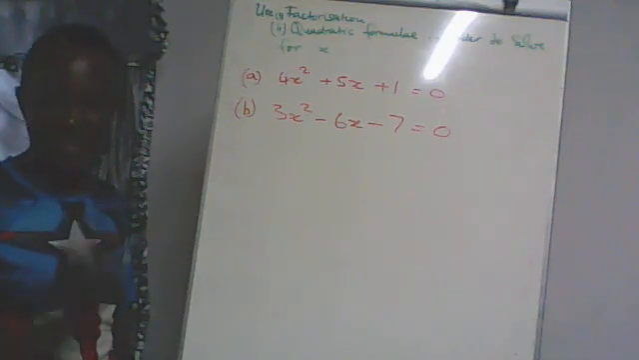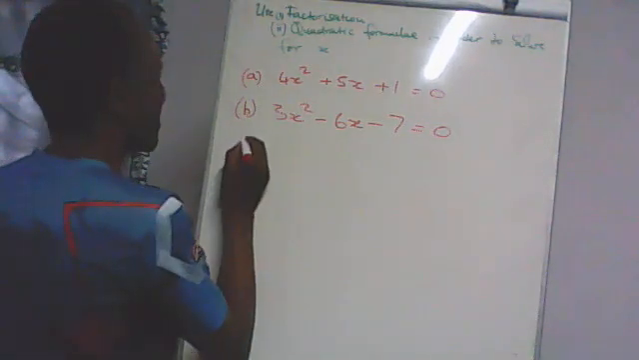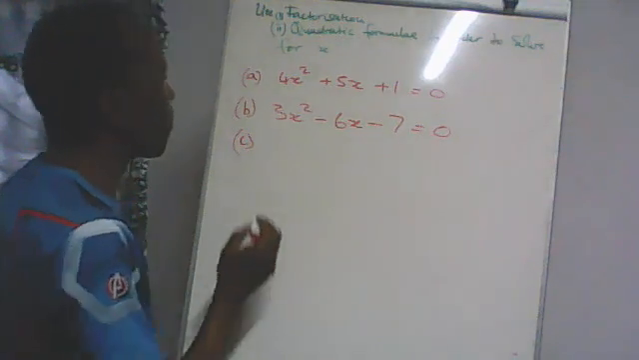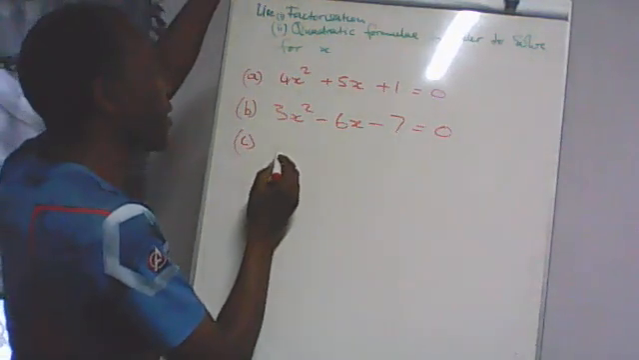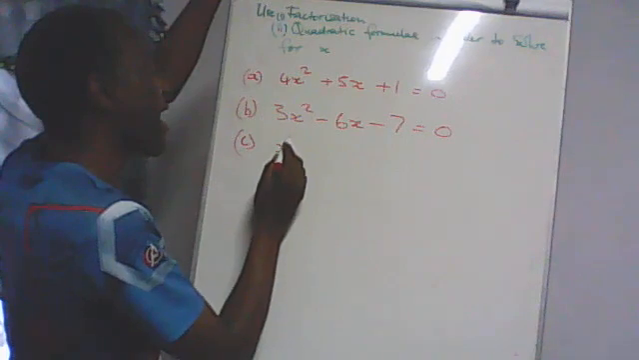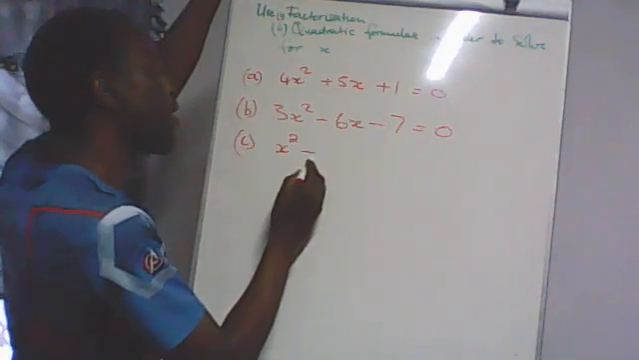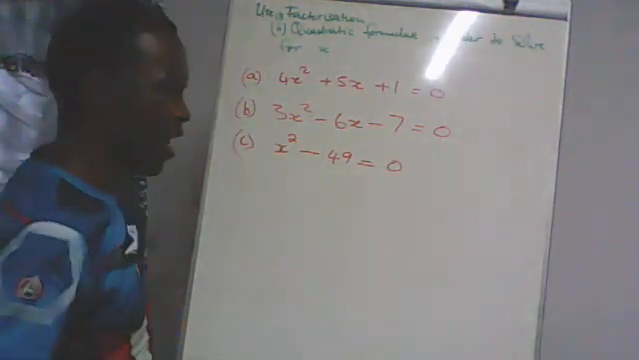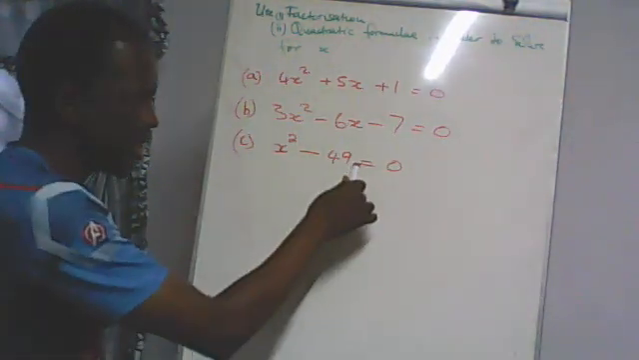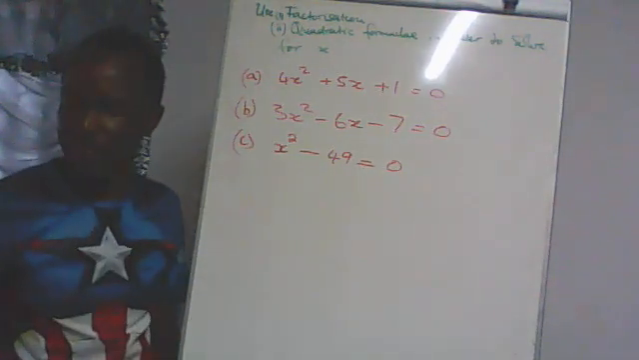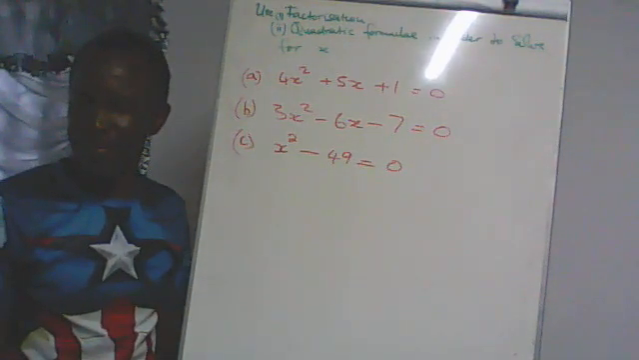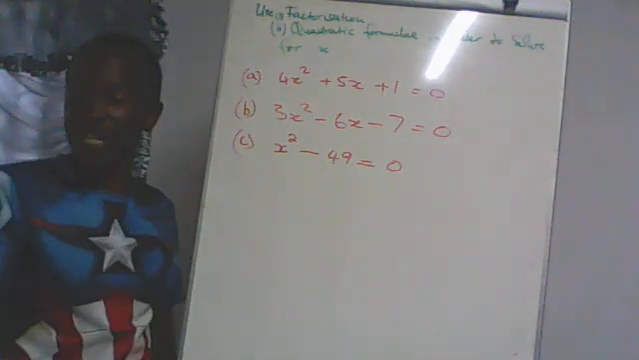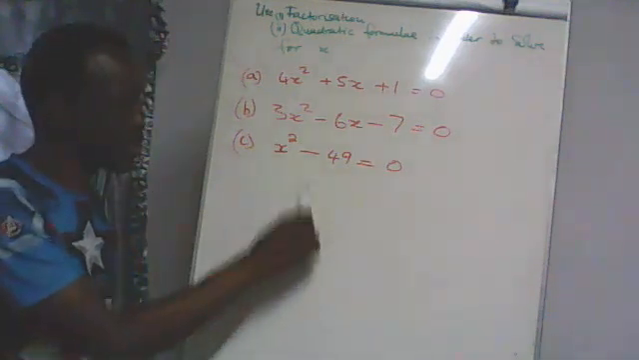Right. Number C: suppose you have this, x squared minus 49 equals 0. I am challenging you guys to use the quadratic formula here. Use both factorization and the quadratic formula. And this is your challenge, guys.